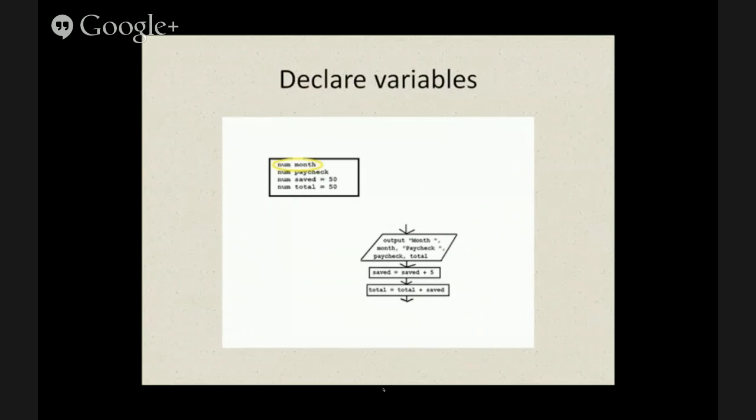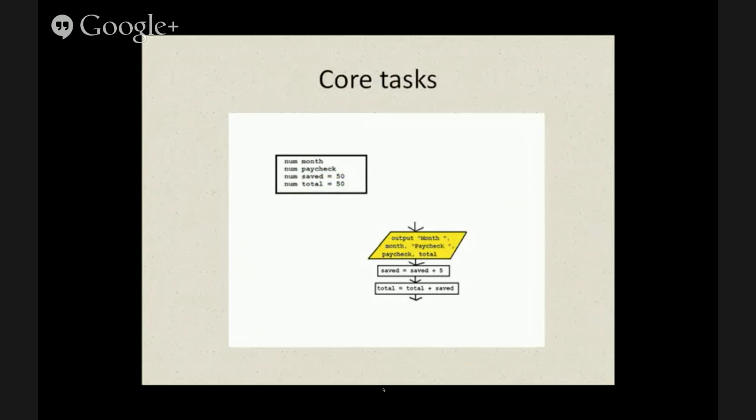You can declare some variables: month to hold what month you're in, paycheck to hold the paycheck within the month, 1 or 2, the amount saved to start out, $50, and a grand total, which starts at $50. The basic work of the program is to output month and then a month number, for example, month 1, paycheck and a paycheck number, for example, paycheck 1 in month 1, and then a total. Then add $5 more to the amount saved for that paycheck, and then add the saved to the grand total.